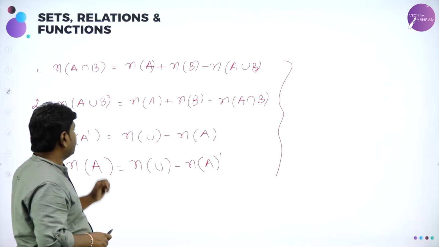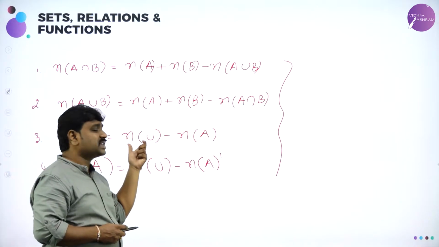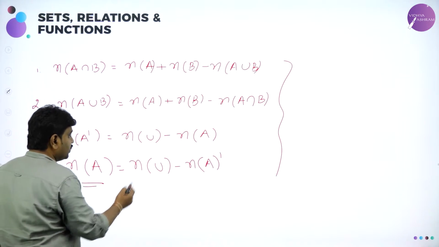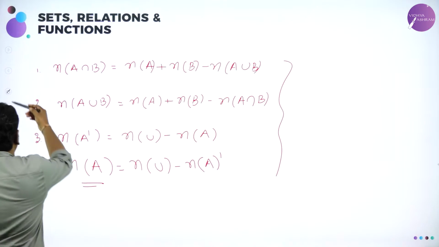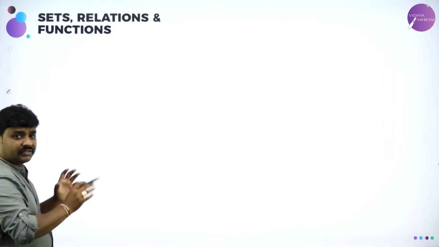If you want the complement from the universal set, remove that set. If I want A dash from the universal set, remove the number of elements in A. If you want A, if you rearrange this, n of U minus n of A dash. Now, without wasting your time, I hope all of you copied this. Now I'll erase this. I've erased it.